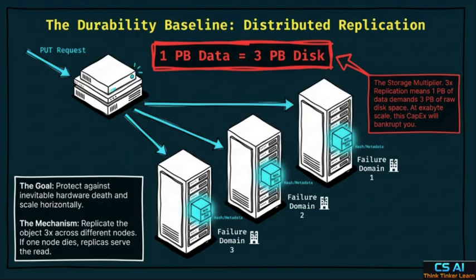The baseline for durability in a distributed design is 3-times replication. The goal is simple: protect against inevitable hardware death. When a put request arrives, the system replicates that object 3 times across 3 failure domains, different racks, or even different buildings. The problem? This creates a massive storage multiplier. 1 petabyte of data requires 3 petabytes of disk. At exabyte scale, this capital expenditure can bankrupt a company. We need a more efficient way to stay durable.